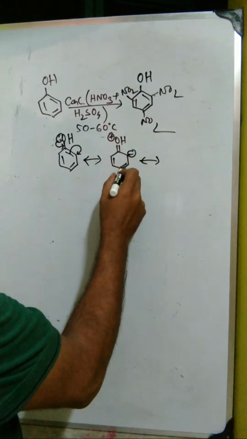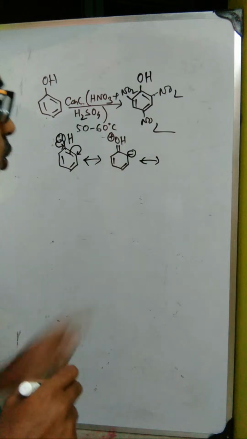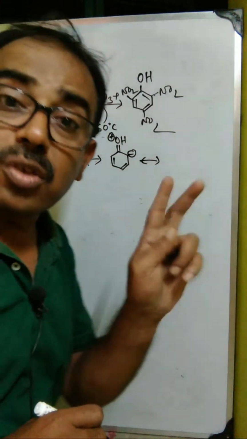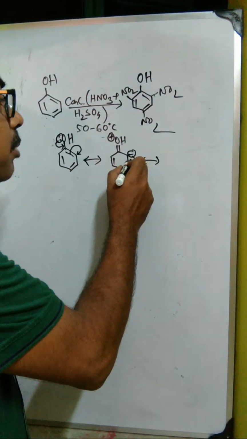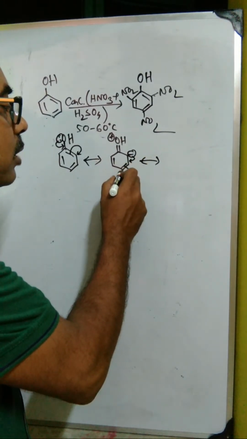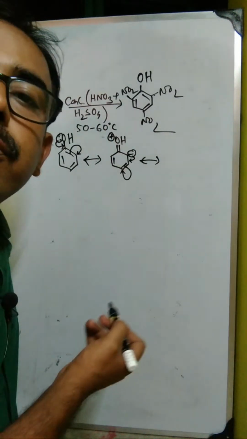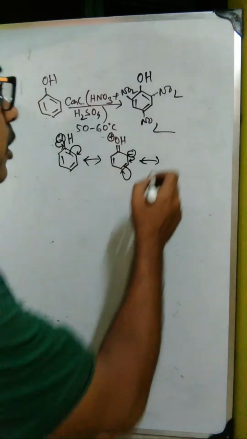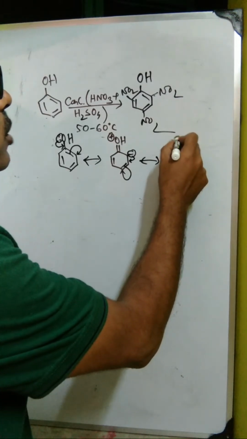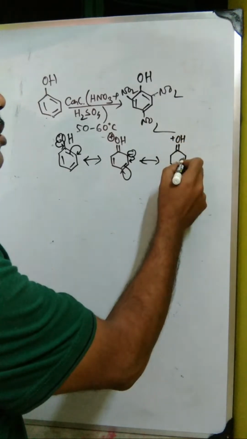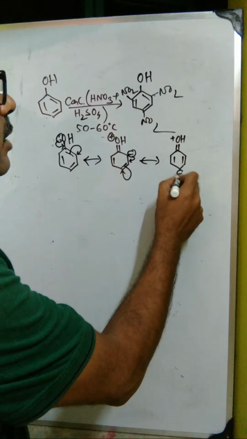This negative charge is also in conjugation with the pi bond. Conjugation means alternate. So the negative charge can make a double bond, and the pi bond will be shifted in the form of negative charge. So the next resonating structure is like that: OH, oxygen will carry a positive charge, here a double bond, and here a negative charge.